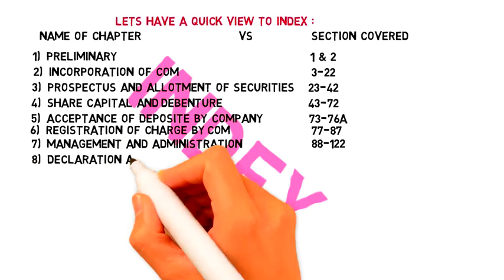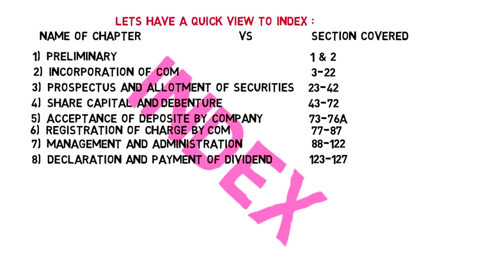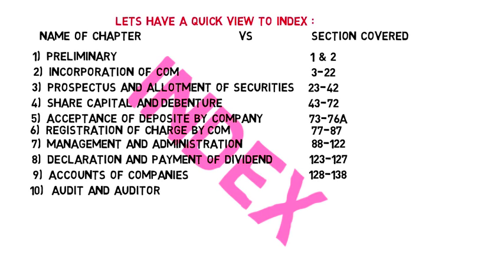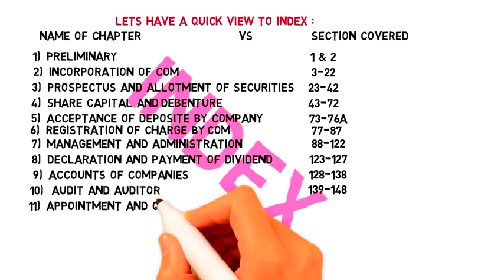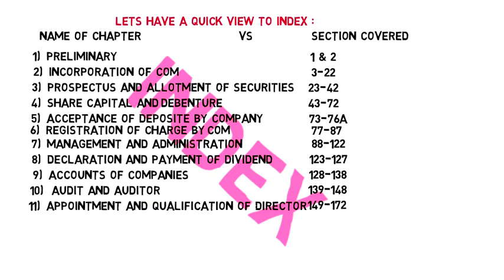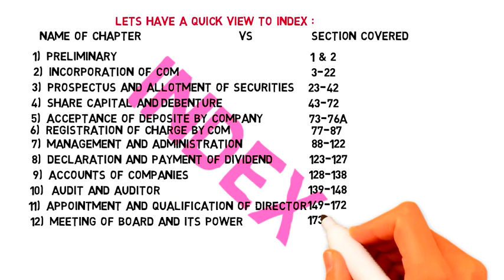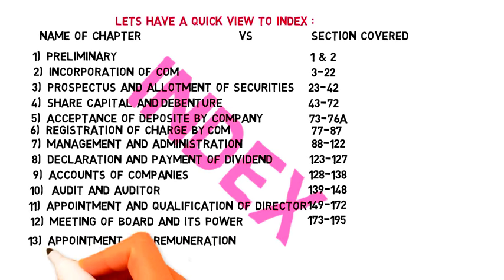Chapter 9 is accounts of company, covering section 128 to 138. Chapter 10 is audit and auditor, covering section 139 to 148. Chapter 11 is appointment and qualification of director, covering section 149 to 172. Chapter 12 is meeting of board and its power, covering section 173 to 195. Chapter 13 is appointment and remuneration of managerial personnel, covering section 196 to 205.